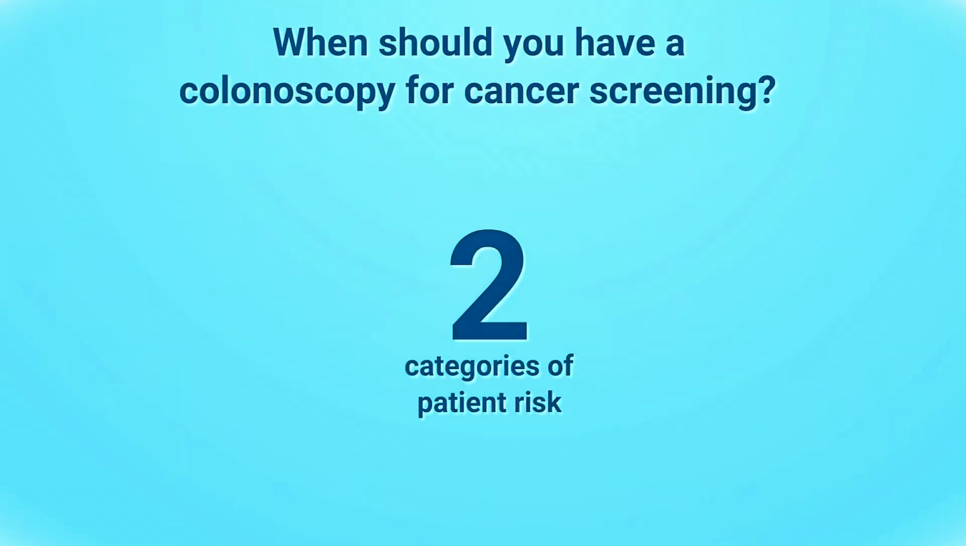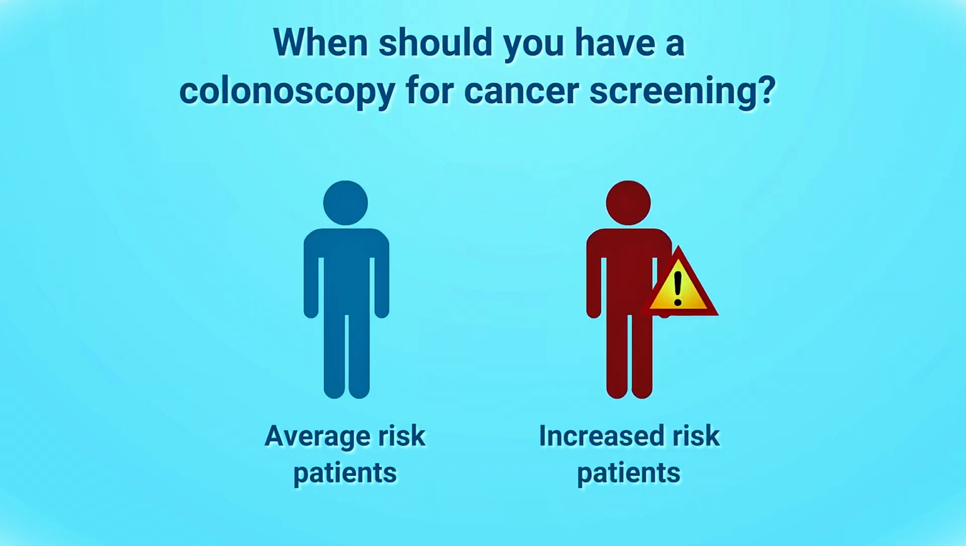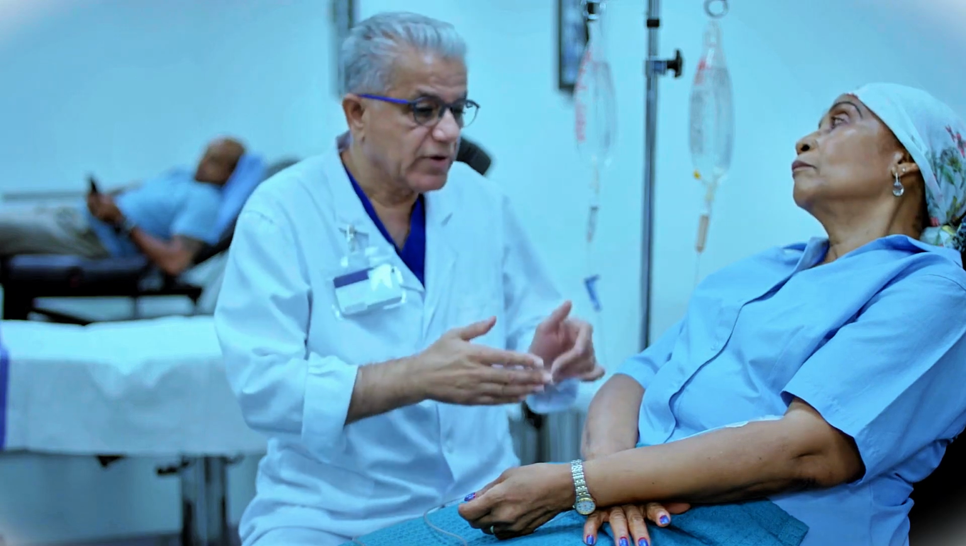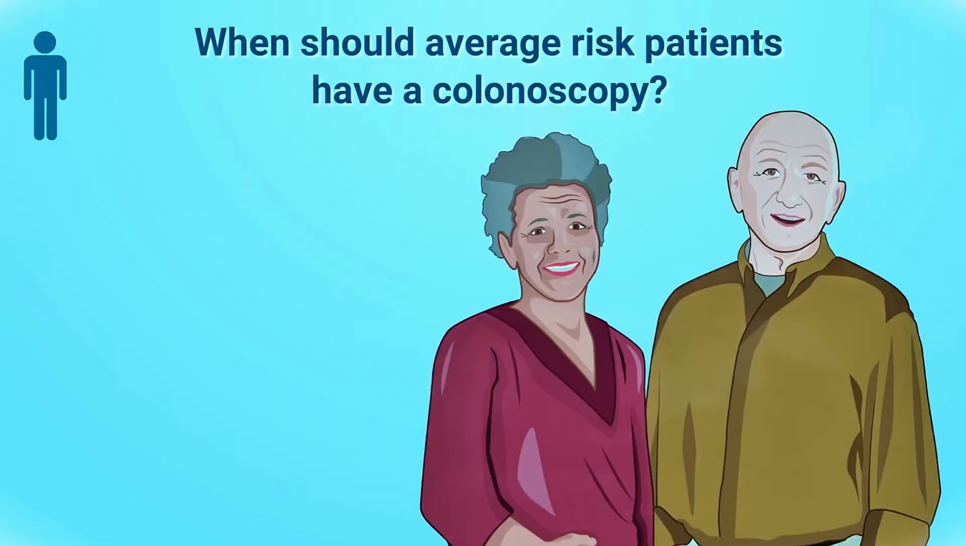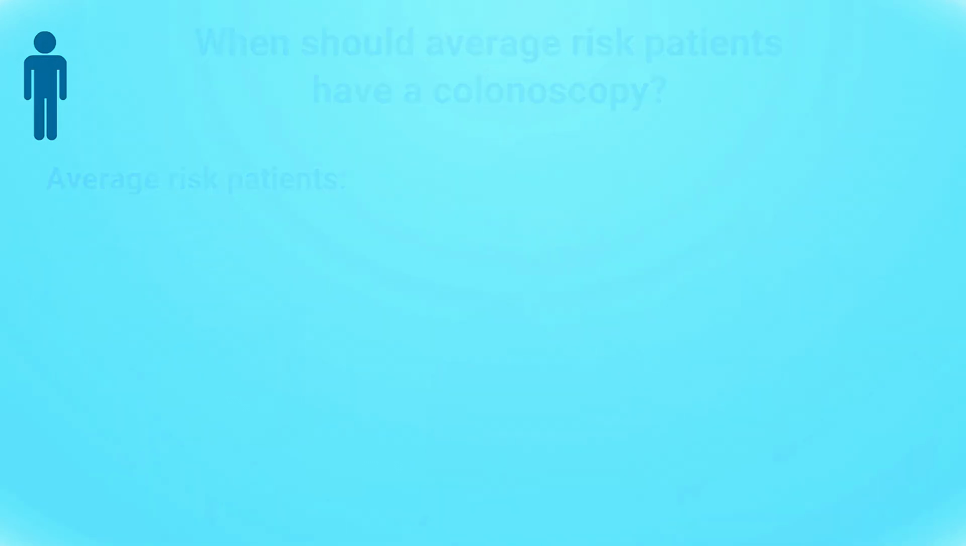There are two main categories of patient risk: average risk and increased risk. It is very important for you to understand which category of risk you belong to. If you are a healthy male or female, age 50 or older, you are considered to be an average risk patient. In this category, it is recommended that you get a screening colonoscopy when you turn 50, since 90% of colon cancers occur after this age.